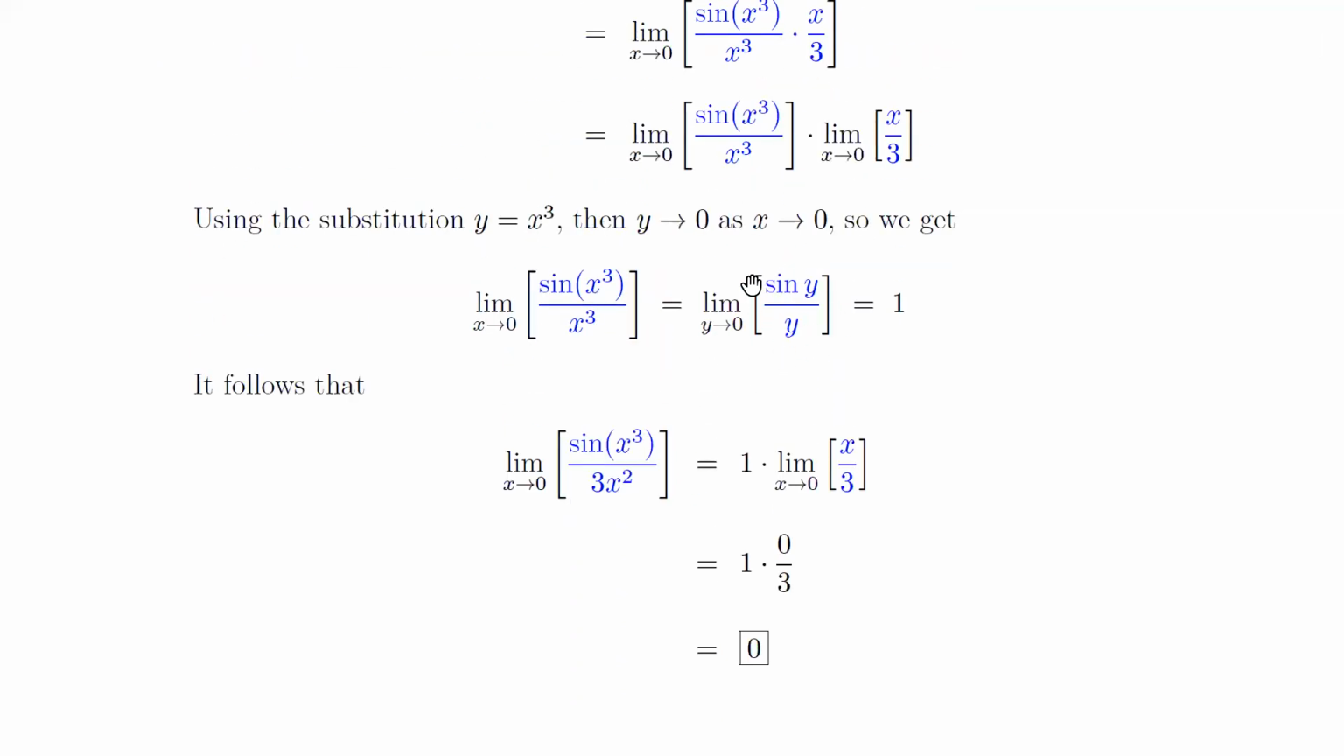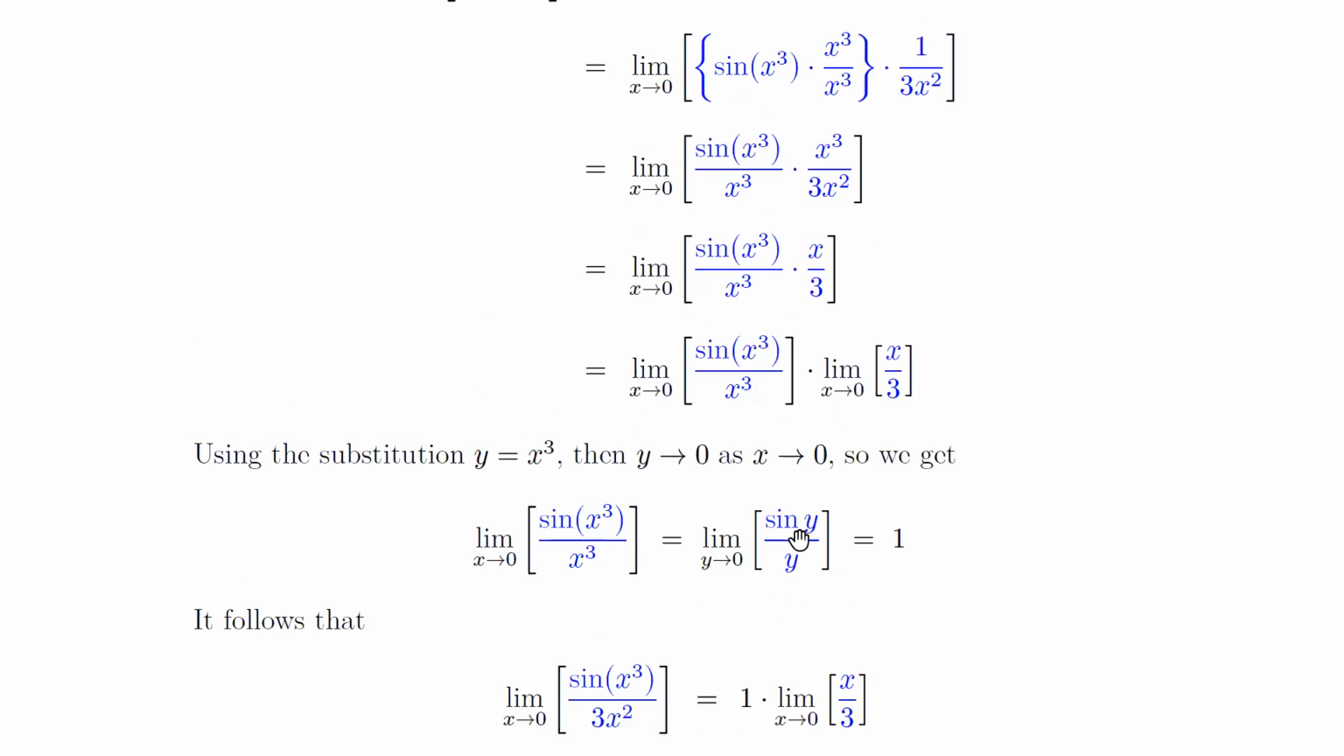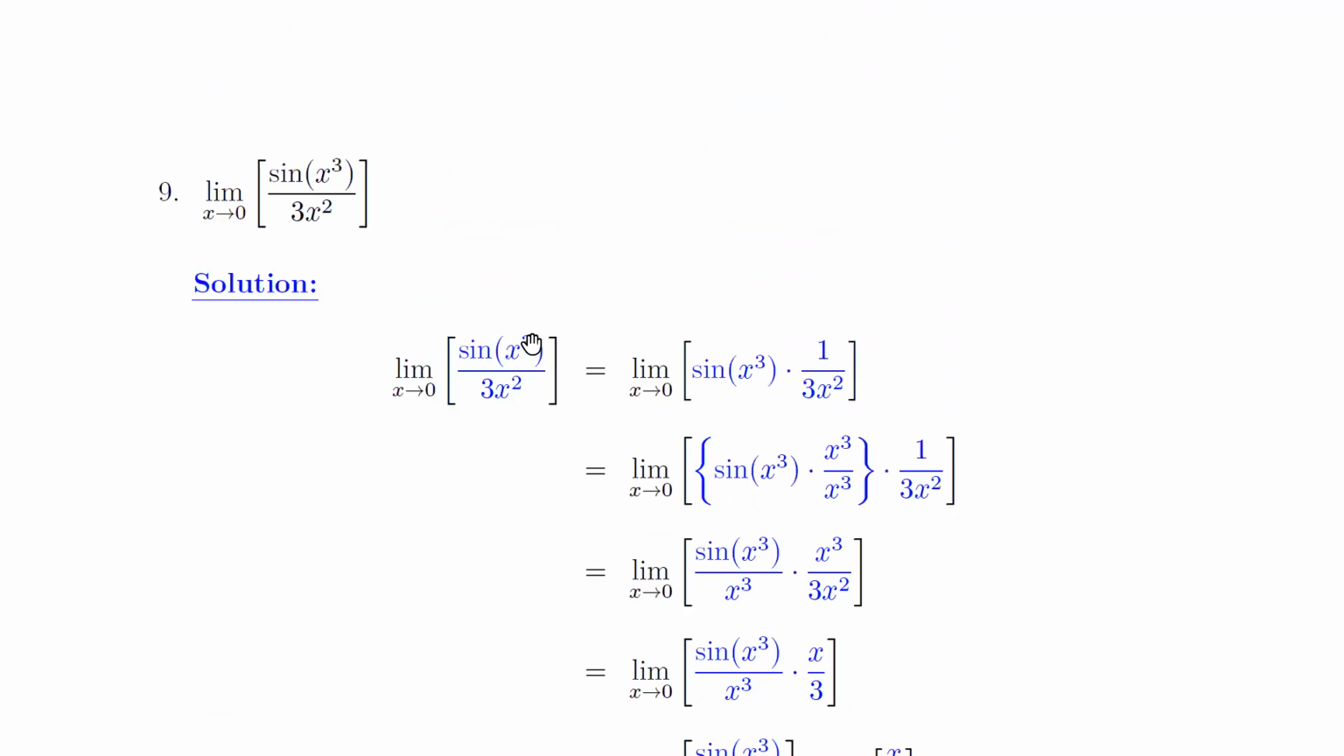Well, in this case I have limit as y tends to 0, sine y over y is 1. Doesn't matter what the variable is, if it's x or y, z or whatever it is. So we know we're going to be using this theorem, which means that whatever I have inside the sine, I need to have it in the denominator as well. So I have an x cube inside the sine. I'll need to get an x cube in the denominator.